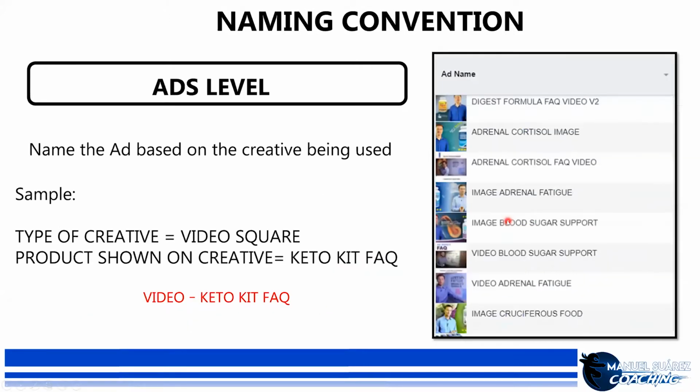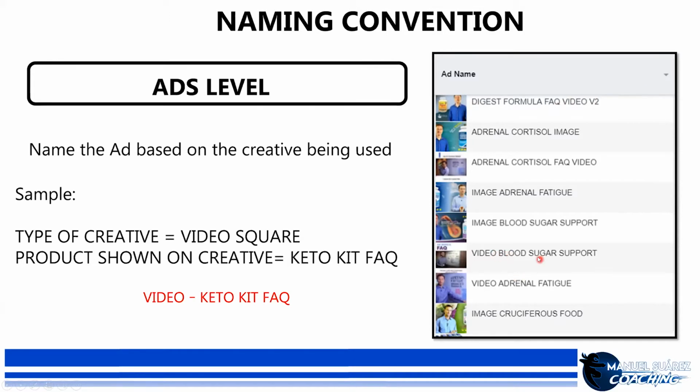Moving on to our 3rd level of the campaign, which is the ads level. This is where you add your creatives, ad copy, headline, and the website destination URLs. So the recommended naming convention that we use is the type of creative and the product shown on the creative. For example, we have adrenaline cortisol FAQ video, adrenaline cortisol image, digest formula FAQ video version 2. If you do have multiple versions of the creative, you can add the version number afterwards.